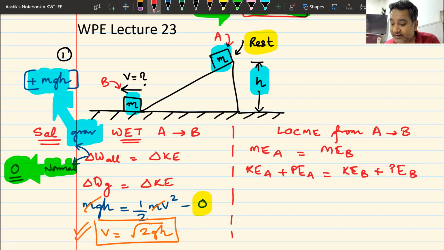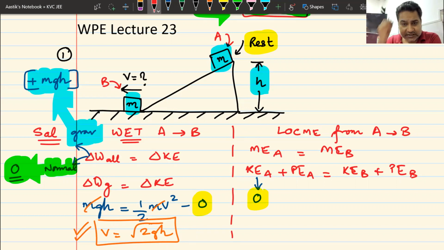Now, what is the kinetic energy at point A? Kinetic energy at point A is definitely 0 because it has to be at rest. What about potential energy at point A?